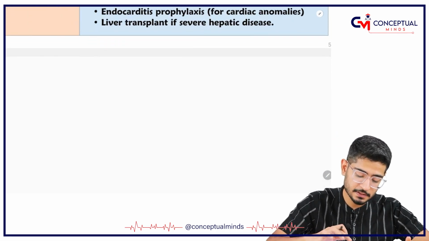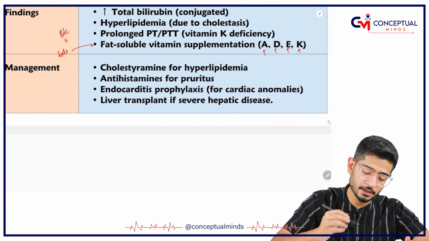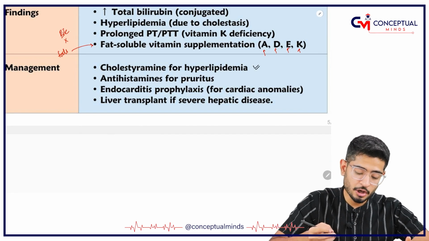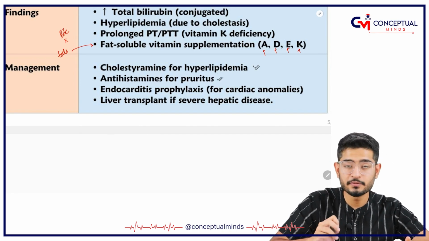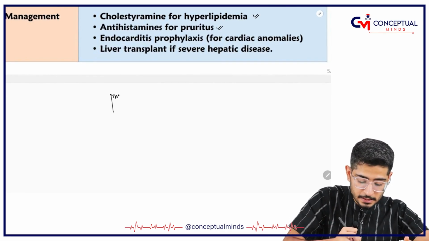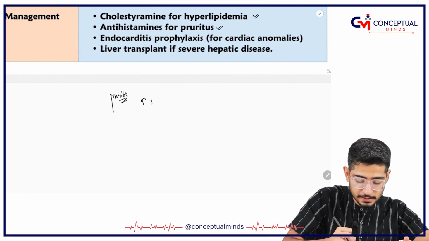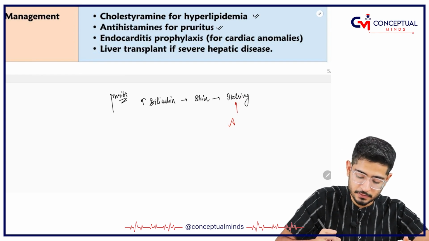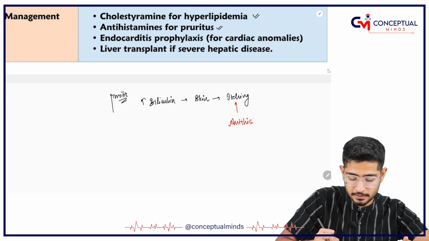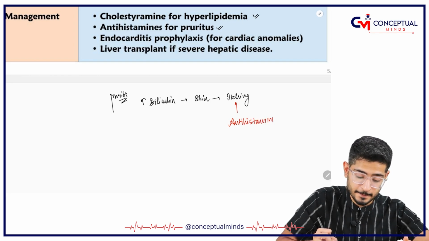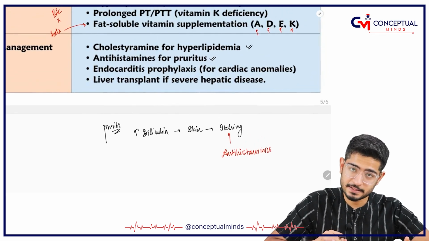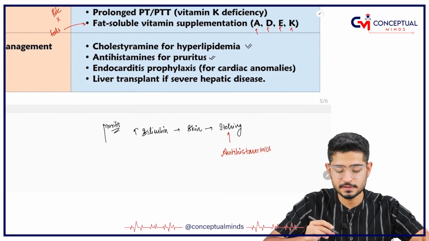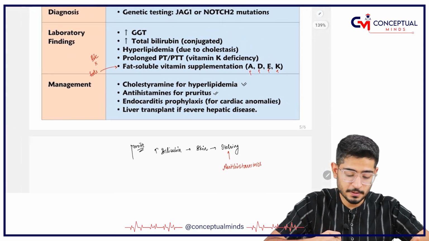So how will you manage the case? In order to treat hyperlipidemia, we are going to give cholestyramine. We are also going to give antihistaminics for pruritus. Because of the increase in bilirubin, the bilirubin is going to get deposited in the skin and it causes itching, so we give antihistaminics for this itching. And of course, endocarditis prophylaxis you have to give because there is pulmonary stenosis, and liver transplant can also be considered.